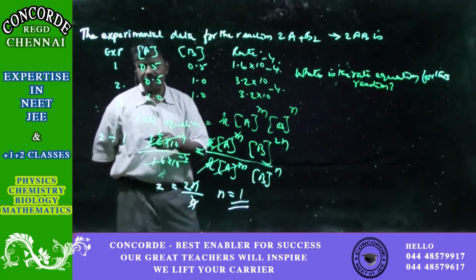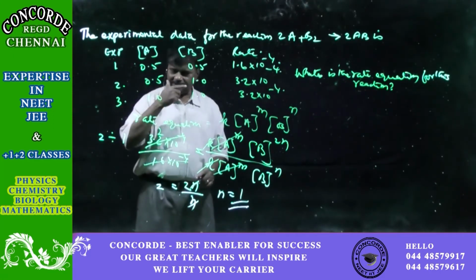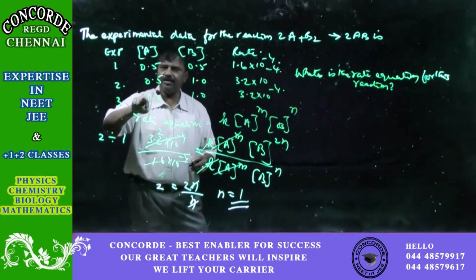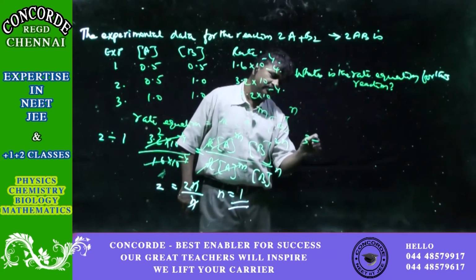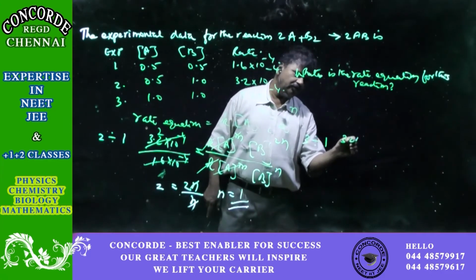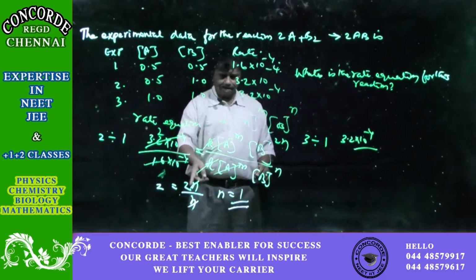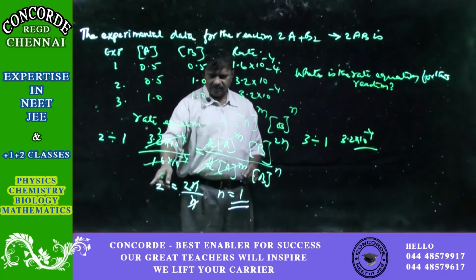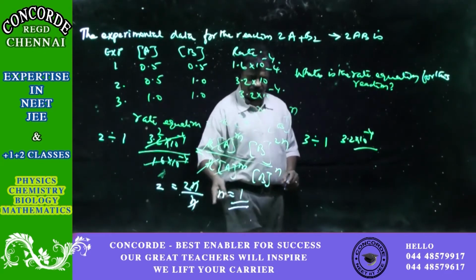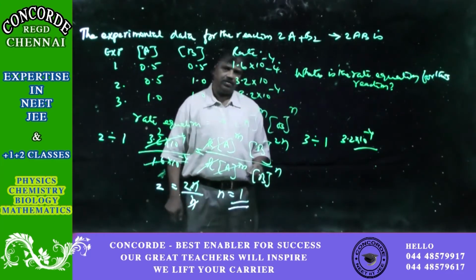So let us go to the second equation. We want to know what is m. So we will divide 3 divided by 1, which will give us 3.2 into 10 power minus 4. Hope you are able to follow. Okay, 2 power n is equal to this thing, or anything to the power n. C is 2, so 2 power n is equal to 1. Order for this reaction is 1. When the concentration is doubled, this is also doubled.